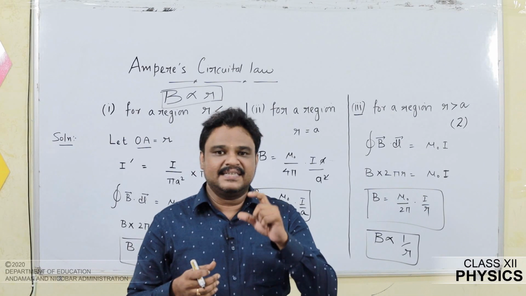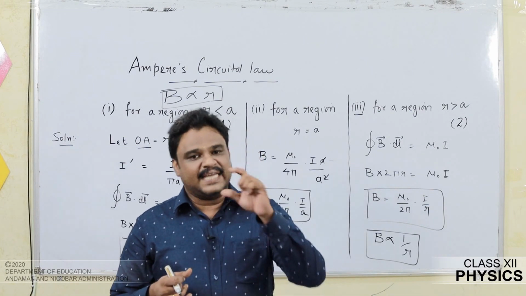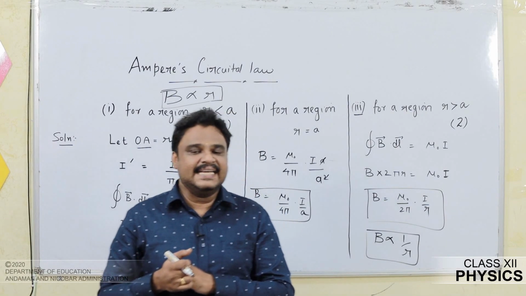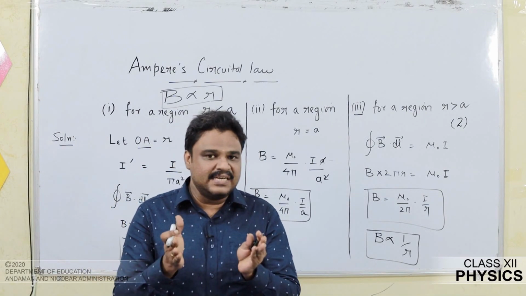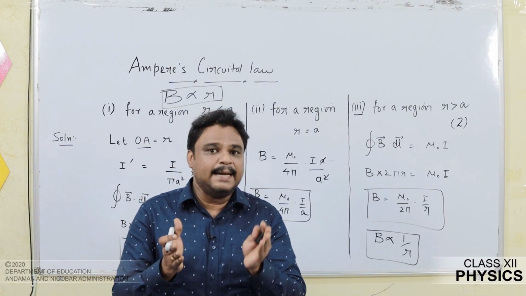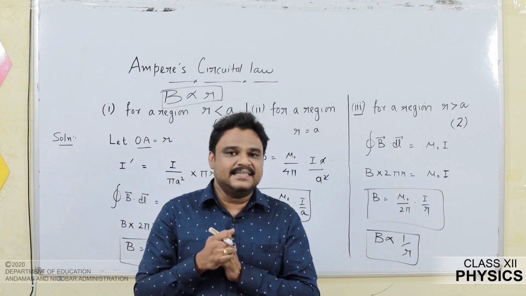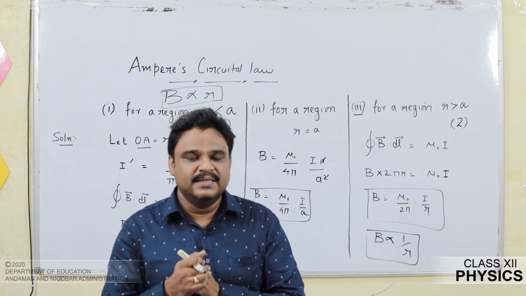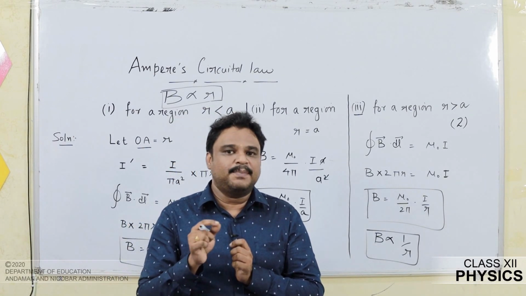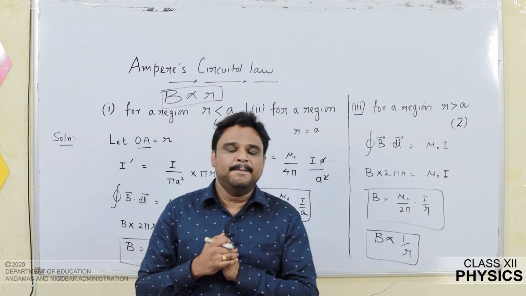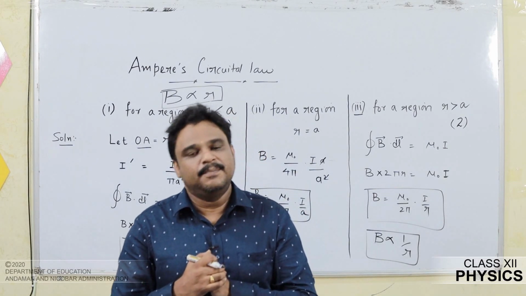So the current threading will be for that part only. So how to get that current? I am going to mark it as I dash. You know I is the total current threading through an area pi a square. That is my initial case. A current I threads through an area pi a square, but I want a contribution for pi r square only. So the new current I dash is equal to I by pi a square into pi r square.